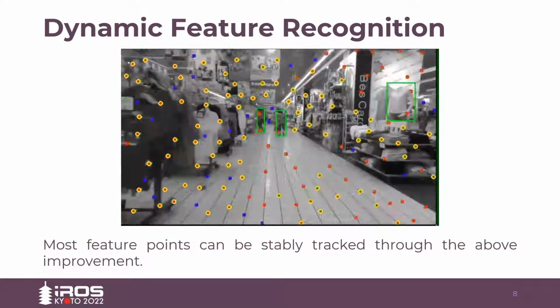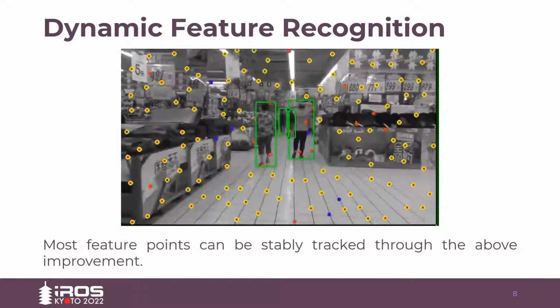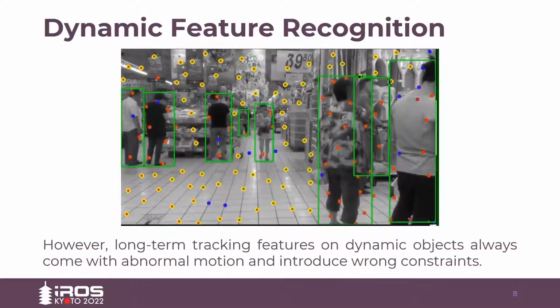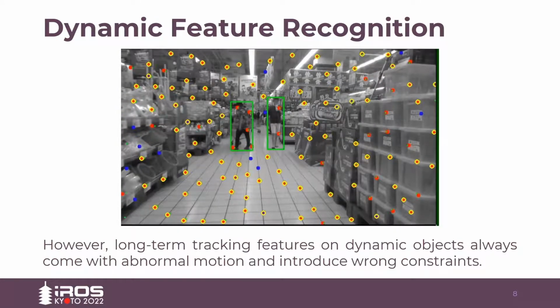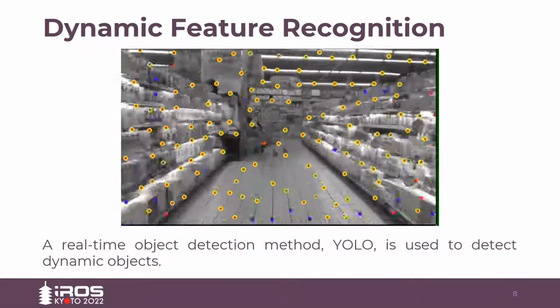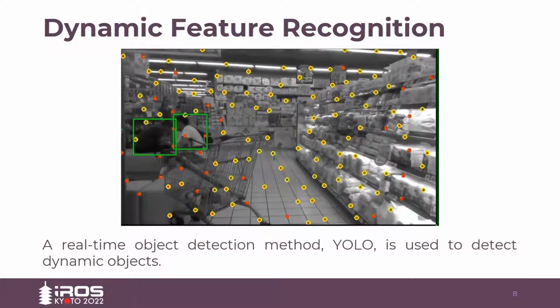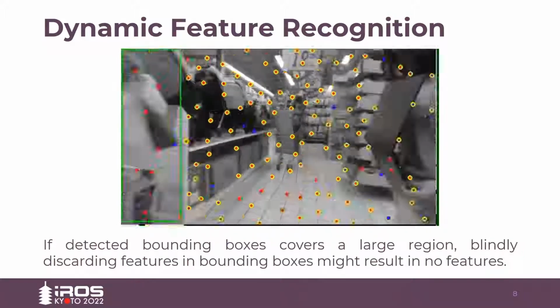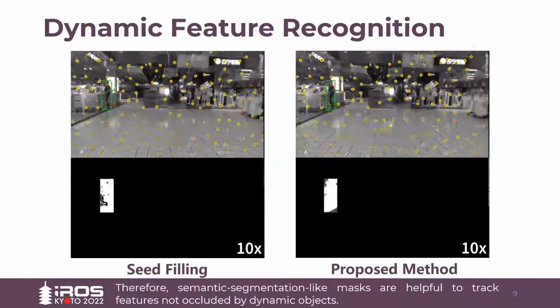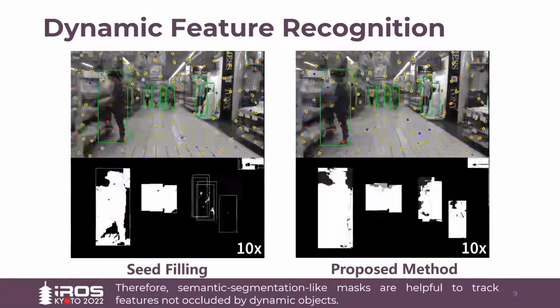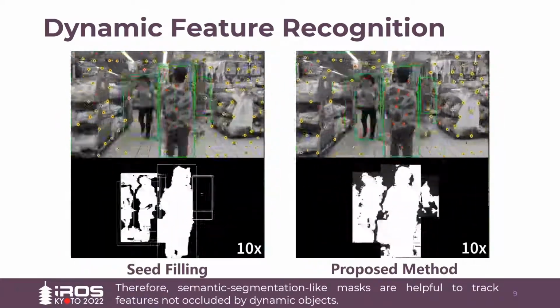Most feature points can be stably checked through the above improvements. However, long-term checked features on dynamic objects always come with abnormal motions and introduce constraints. A real-time object detection method, YOLO, is used to detect dynamic objects. If detected bounding boxes cover a large region, blindly discarding features in bounding boxes might result in no features left. Therefore, semantic segmentation-like masks are helpful to check features not occluded by dynamic objects.